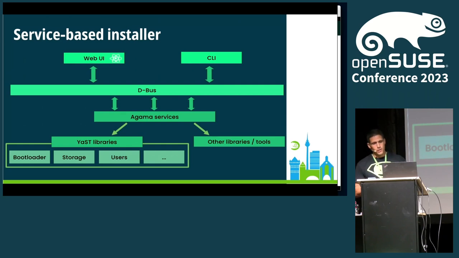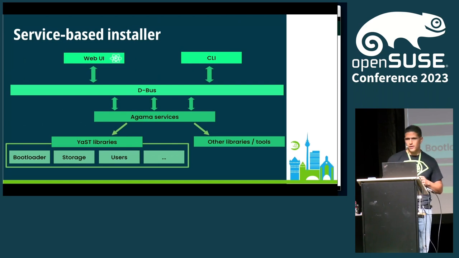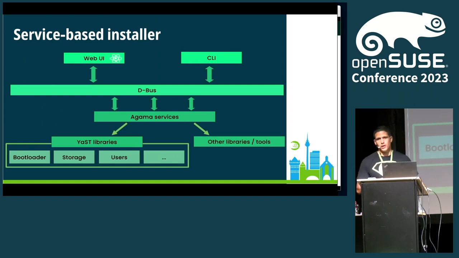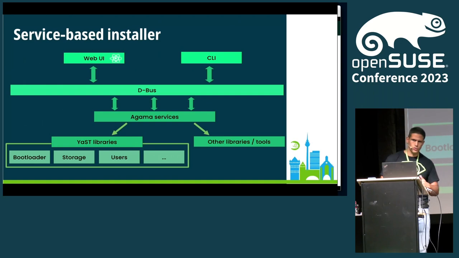And there is also another part in the diagram that says other libraries and tools. It's there because, yes, we want to reuse YaST. YaST has some components that are amazing, but there are also some other components that have not aged that well. Think about, for example, configuring the keyboard layout or the language and all that. It's something that in these 20 years has changed a lot. It used to be super complex. It used to be distribution specific. Now it's much simpler.